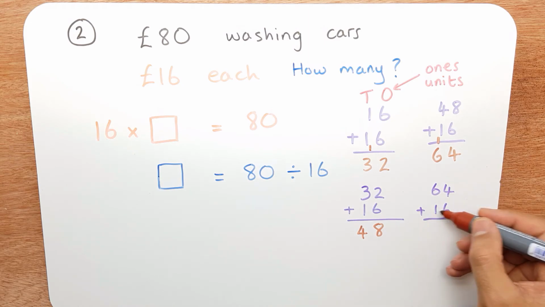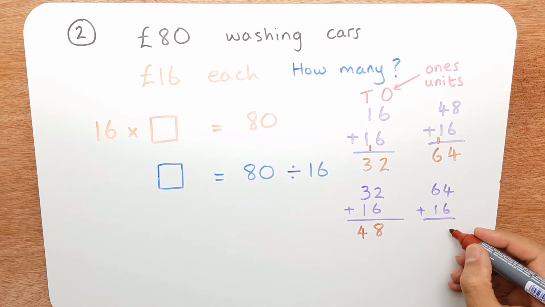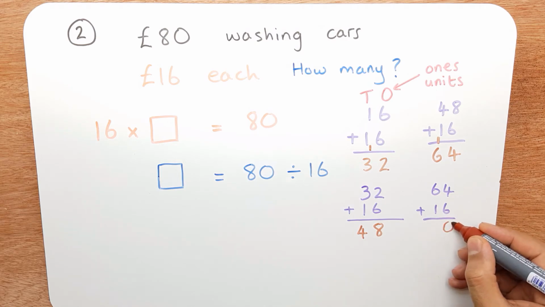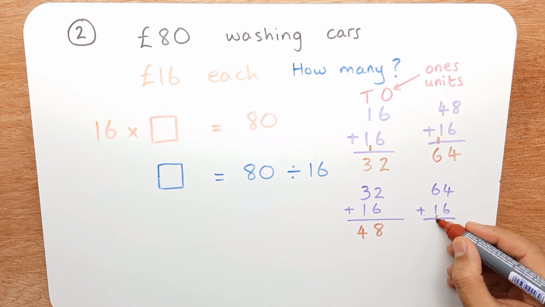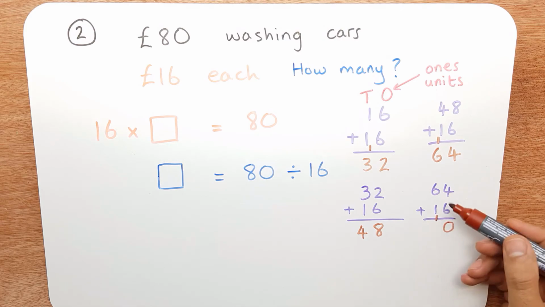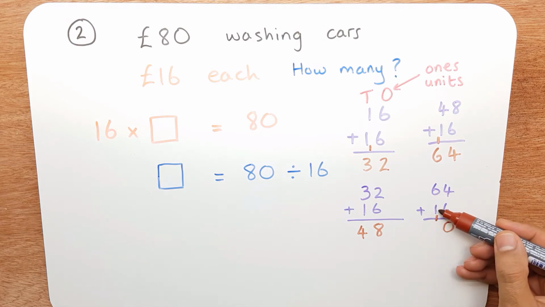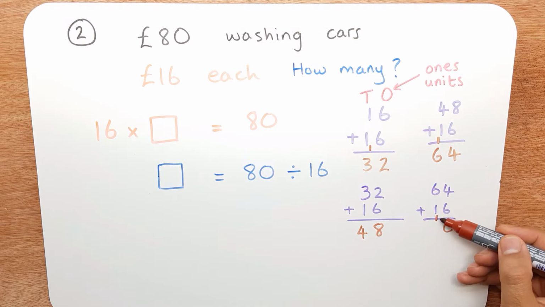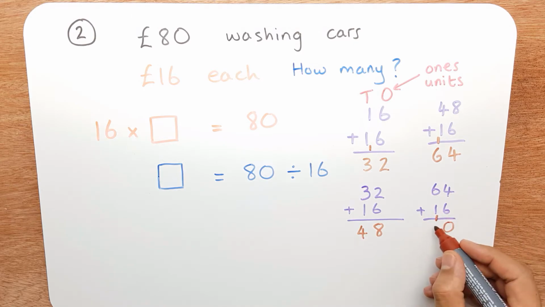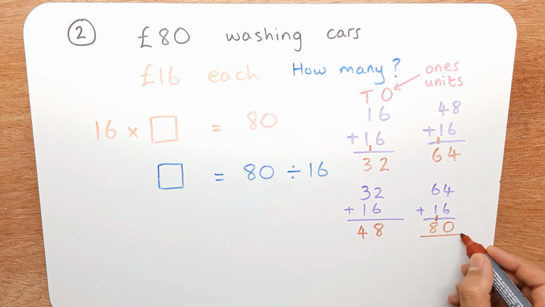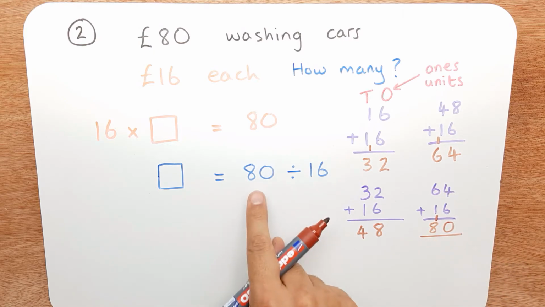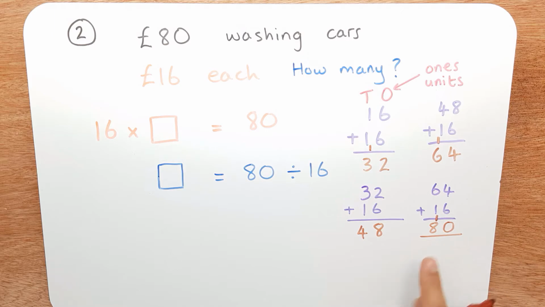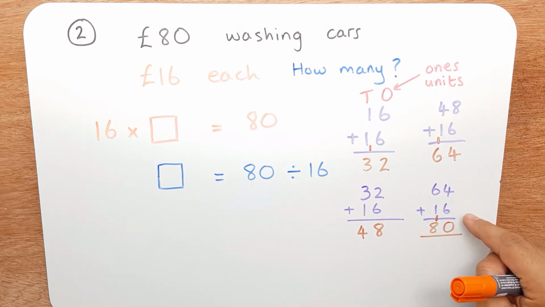4 add 6 is 10. So we put the 0 here and we carry the 1 over to the next column. 6 add 1 is 7. Plus this 1 we've carried over makes it 8. Now we've got 80 and we wanted 80, which is good. We can stop here. So how many 16s are there in 80?